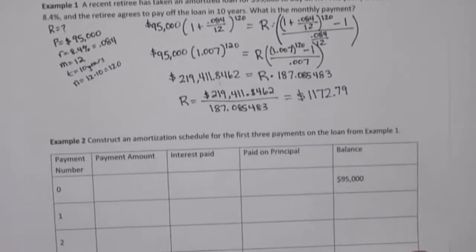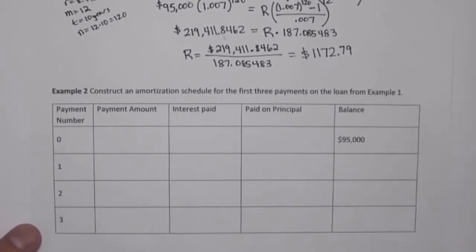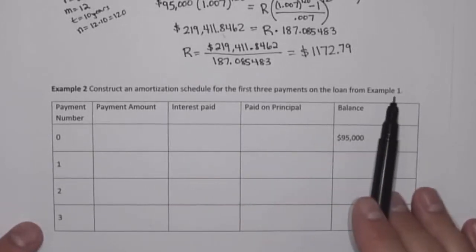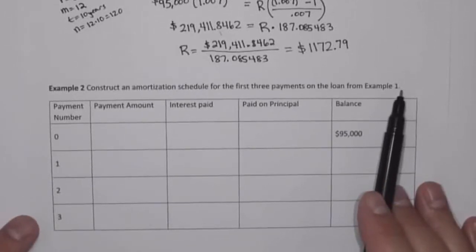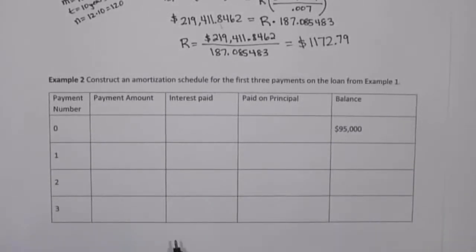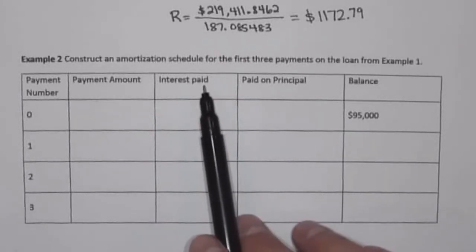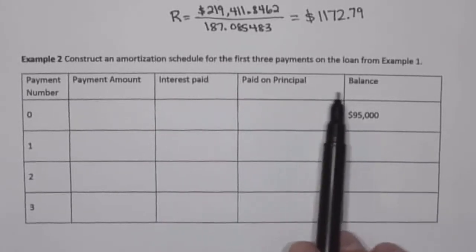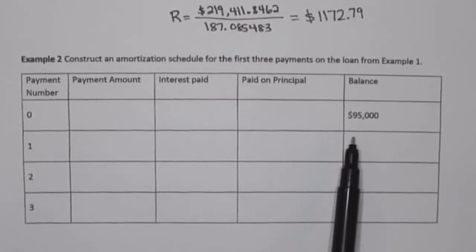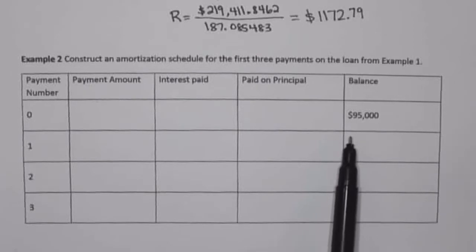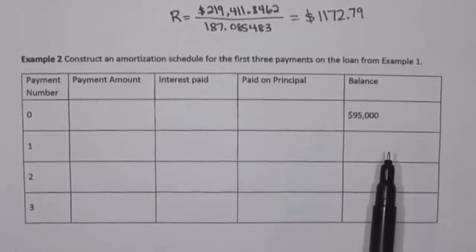Now look at example 2. Example 2 says, construct an amortization schedule for the first 3 payments on the loan from example 1. So to construct an amortization schedule means that we want to figure out what the payment is each month and then what the interest is that's been paid on that amount, how much principal was paid, and what the balance still is. So for example, if maybe after say 4 years' time the retiree wanted to pay off the loan, then how much would they still owe? How much has been paid in interest and how much is still owed on the principal?